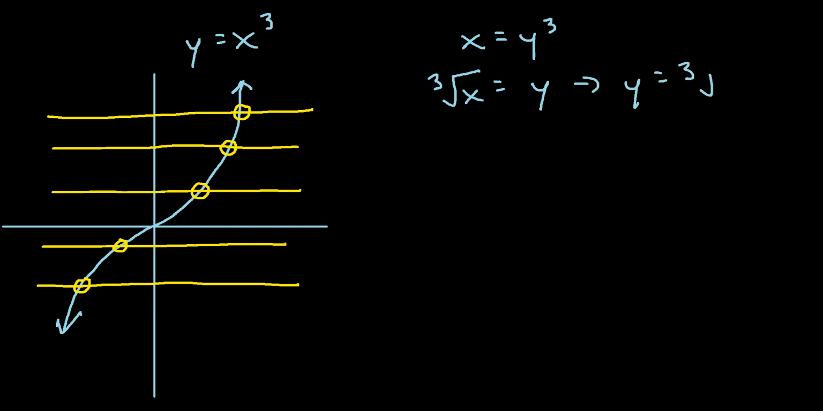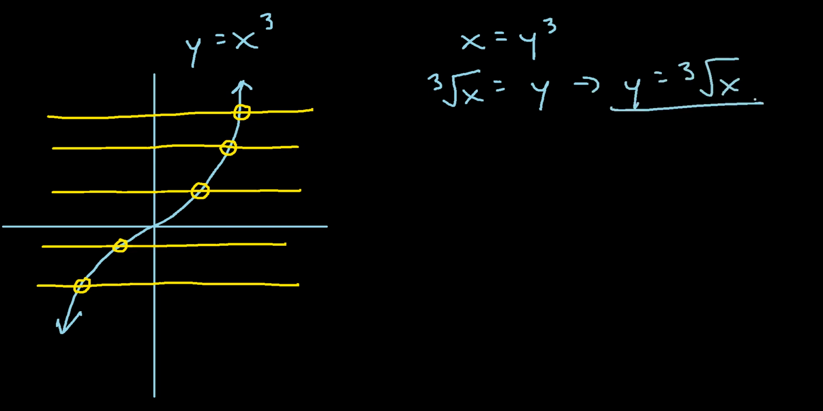Now, this particular graph represents the equation y equals x cubed. So if we were to find the inverse of this function, remember we just switch the x's and the y's, so we say x is equal to y cubed, and then we solve for y. So to solve for y, we would take the cube root of each side, so we would get y is equal to the cube root of x.